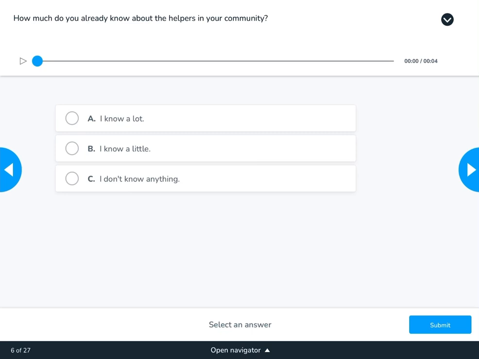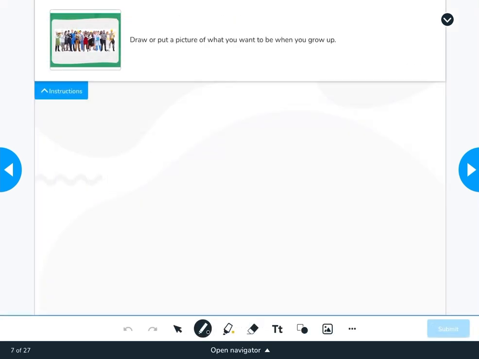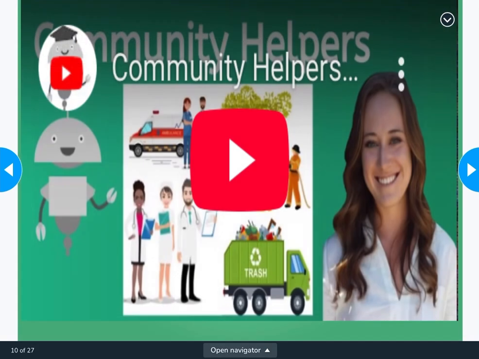I started with a poll asking students, how much do you already know about the helpers in your community? This question serves as a hook to gauge prior knowledge and spark interest. Following the poll, I asked students to draw or share a picture of what they want to be when they grow up. This is a fun and creative way to engage them early in the lesson and connect their personal dreams to the idea of community helpers. It also serves as a great way to get students thinking about different jobs and how they might help their communities one day.